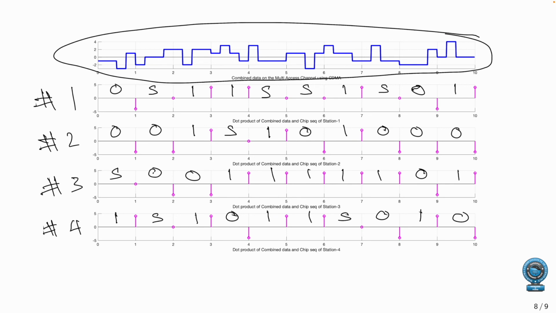This is how CDMA allows us to successfully extract the combined data. Whoever receives the combined data can successfully extract the data sequences corresponding to each of those stations. Whichever he wants, he can extract the data corresponding to those stations. This is how CDMA has allowed multiple stations to access the same link simultaneously.